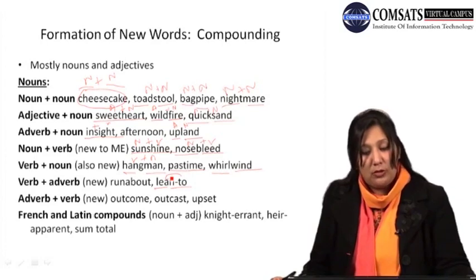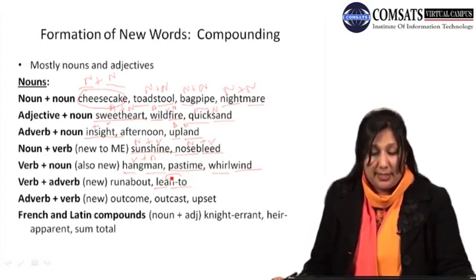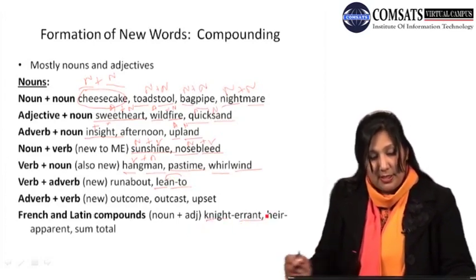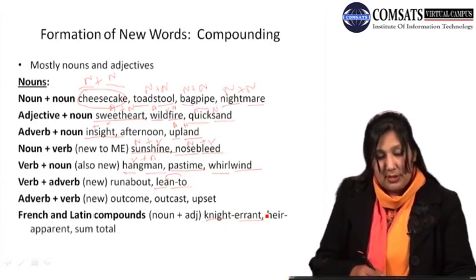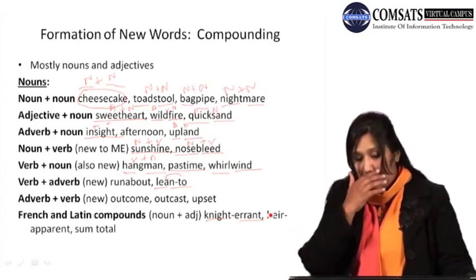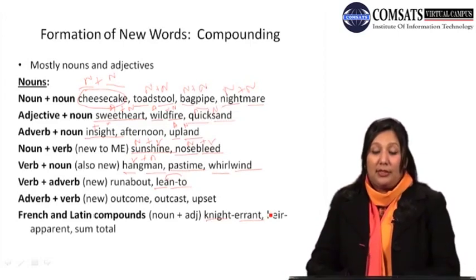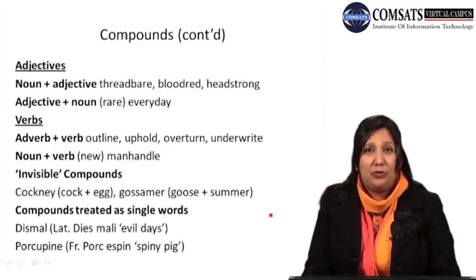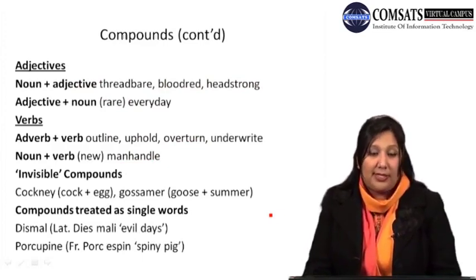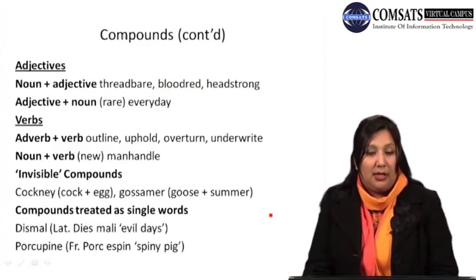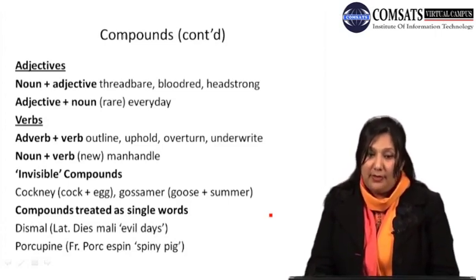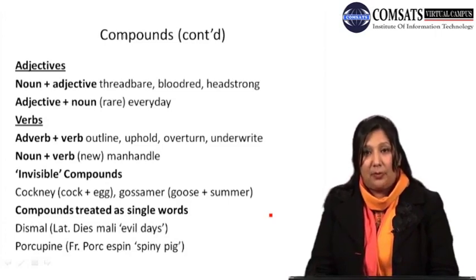French and Latin compounds were also found. For example, nouns plus adjectives, and the examples given are finished, errant, heir apparent, sum total. These are some of the Latin words. These are the Latin compound words, and they are a combination of nouns plus adjectives. Then some other compounds were also found in the form of adjectives. The first example would be threadbare. Thread is, as all of us know, a noun, and bare is an adjective. So it's a noun plus adjective and makes up a compound word.